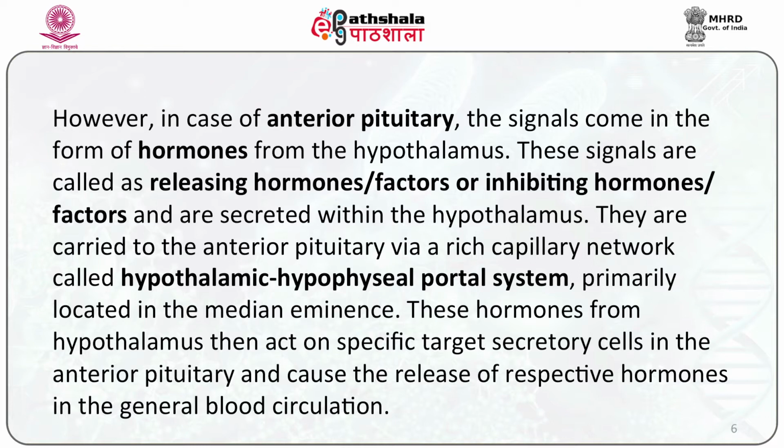These signals are called releasing hormones or factors, or inhibiting hormones or inhibiting factors, and they are secreted within the hypothalamus. They are carried to the anterior pituitary via a rich capillary network which is called the hypothalamic hypophyseal portal system, which is primarily located in the median eminence. These hormones from the hypothalamus then act on the specific target secretory cells in the anterior pituitary, and they cause the release of respective hormones in the general blood circulation.